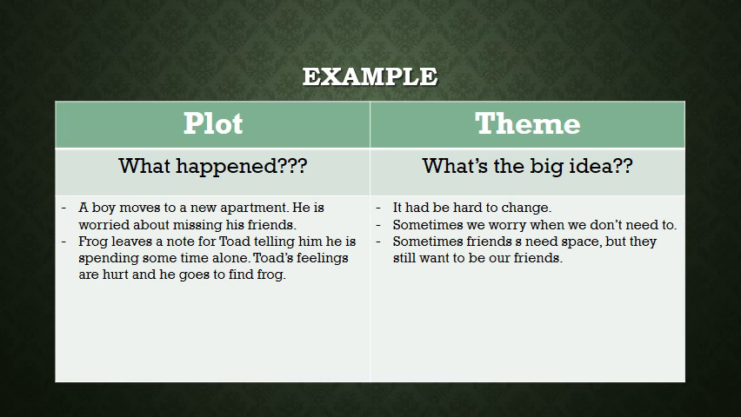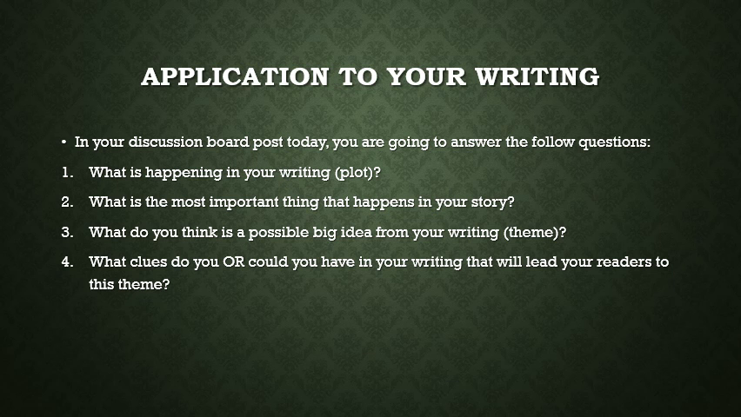If you go to the second example, we're taking it old school here, back to Frog and Toad. The plot for one of the Frog and Toad books was Frog leaves a note for Toad telling him that he's spending some time alone and Toad's feelings are hurt and he goes to find Frog. A possible theme to go with the plot of that particular Frog and Toad story could be sometimes we worry when we don't need to. Another theme could possibly be sometimes friends just need space, but they still want to be our friends. Remember, plot is what happens. Theme is the big idea.